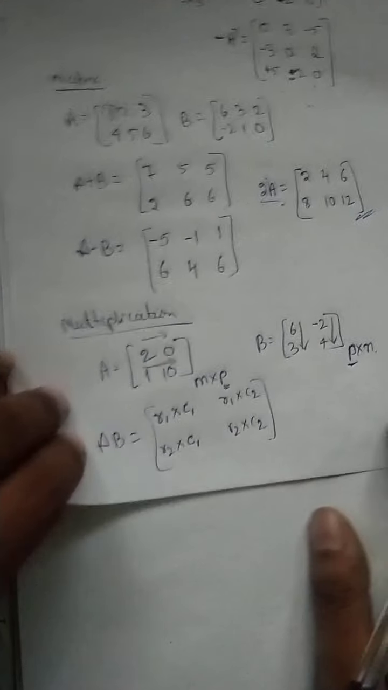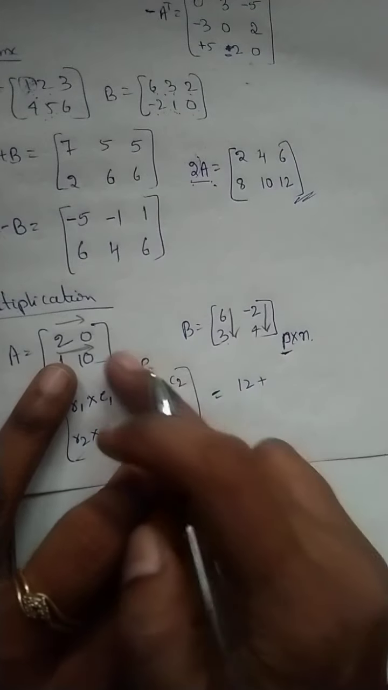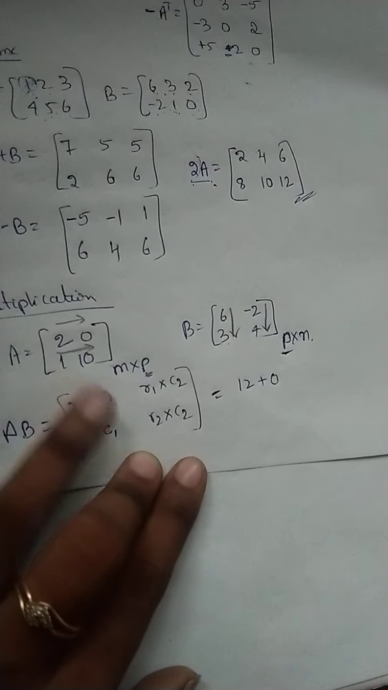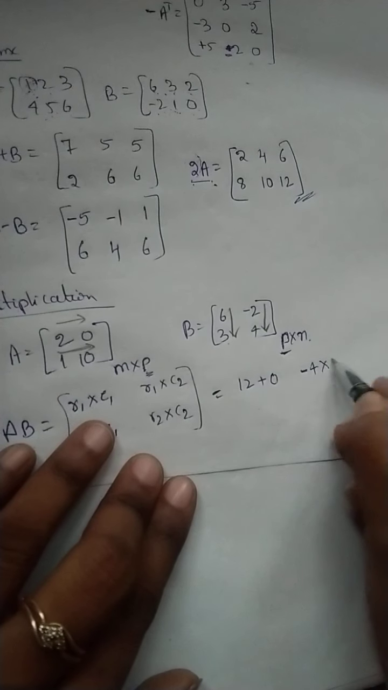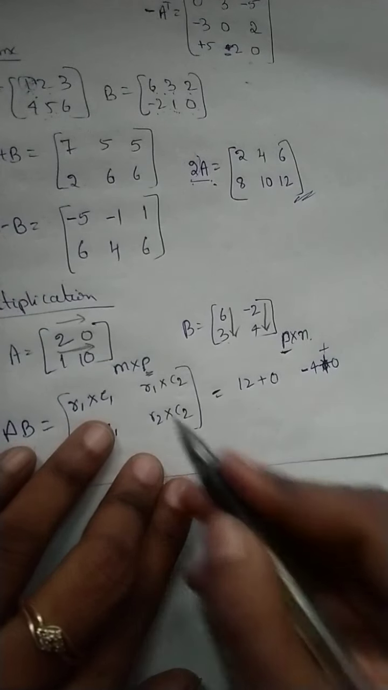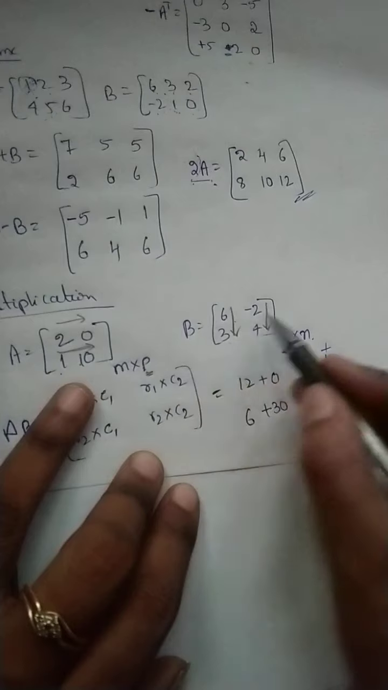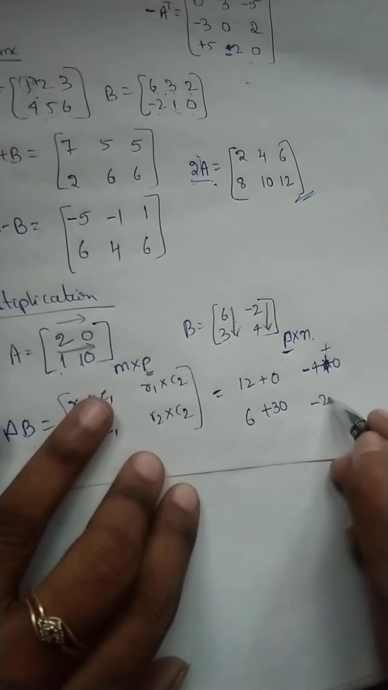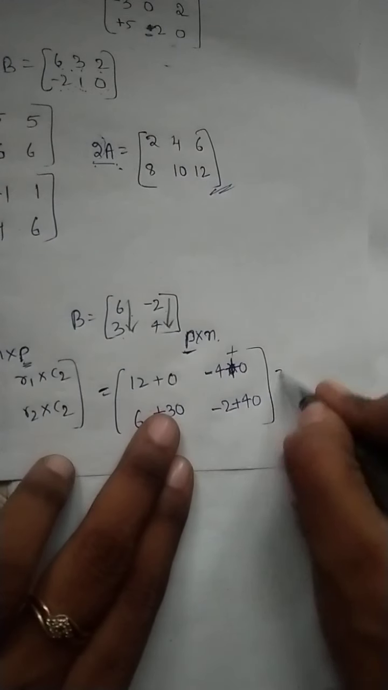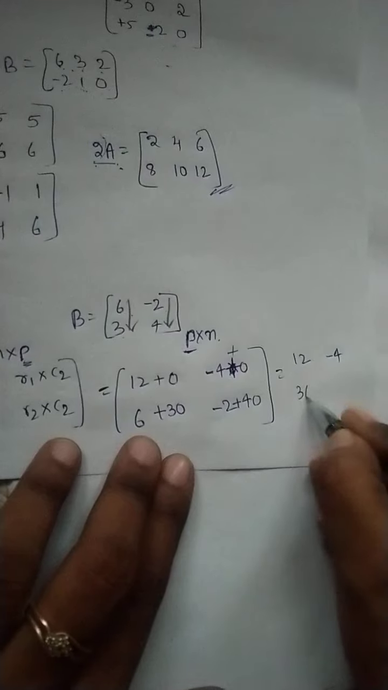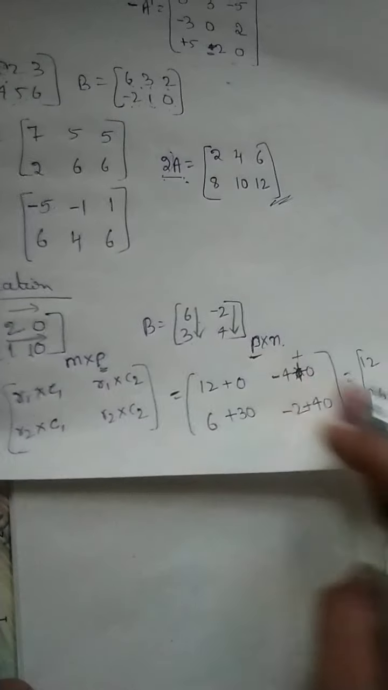Now you see how to do it. So 2 into 6 is 12, plus 0 into 3 is 0. Again 2 into minus 2 is minus 4, 0 into 4 is 0. In the center it is plus. Again 1 into 6 is 6, 10 into 3 is 30. Again 1 into minus 2, 10 into 4 is 40. Okay, this is how you have to do it. Then you should simplify. So 12, minus 4, 36 and 38 is the multiplication of A and B.